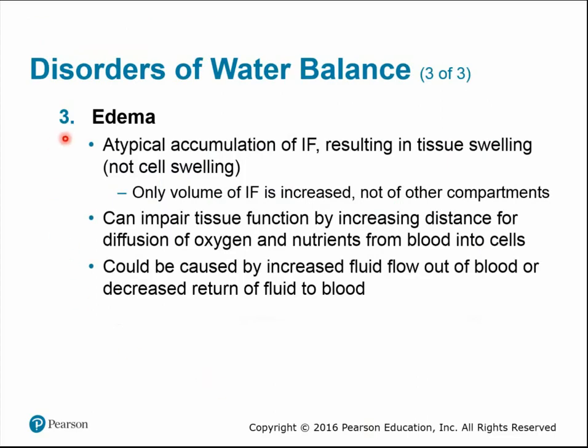So when we look at edema, technically it's not cell swelling, it's tissue swelling. So we'll have fluid buildup in the interstitial fluid, so in between the cell spaces. So the tissue as a whole becomes swollen. So this can impair tissue function by increasing the distance for diffusion of oxygen and nutrients. It could also impair function or cause pain by pressing on the nerves, right, making it difficult to move that body part. Could also be caused by increased fluid flow out of the blood or just a decreased return of fluid to the blood.